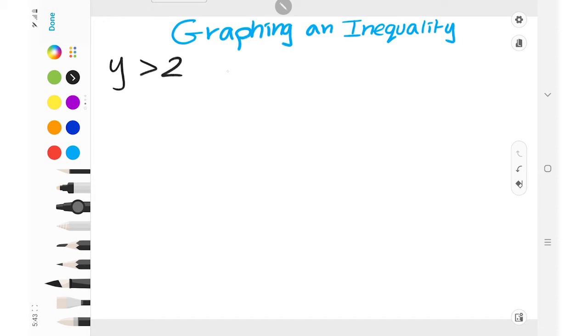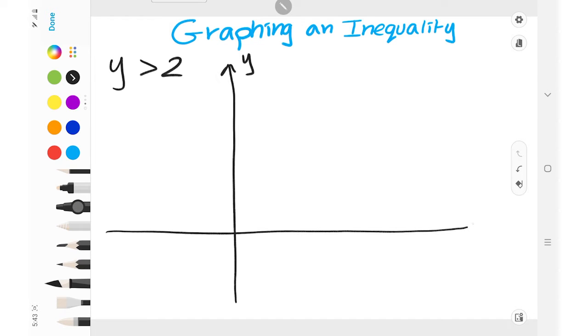So I will draw my x and y axis. Here is my y, and here is my x. I will put the numbers 2, 3, 4, 5 and here 1, 2, 3, 4. There are also negatives, but I don't care about them. Now I want to draw y greater than 2.